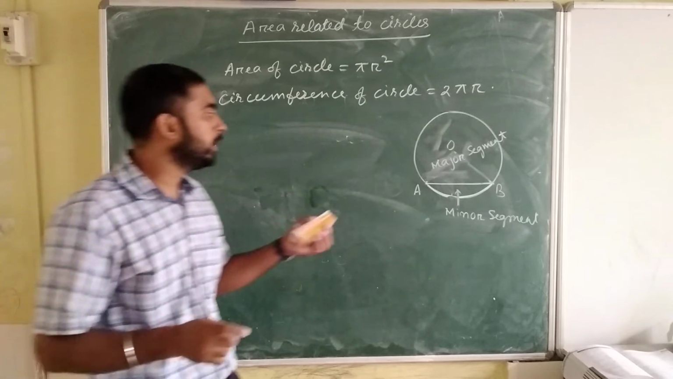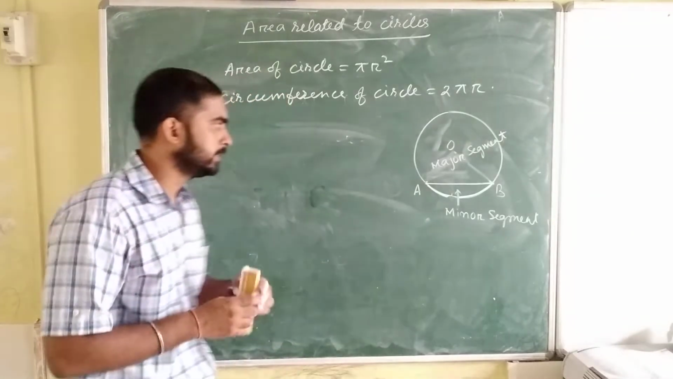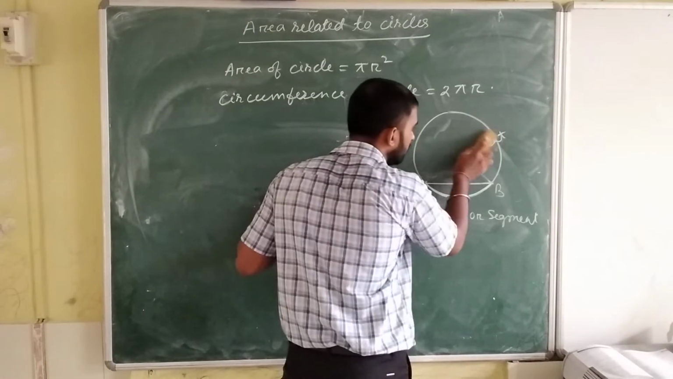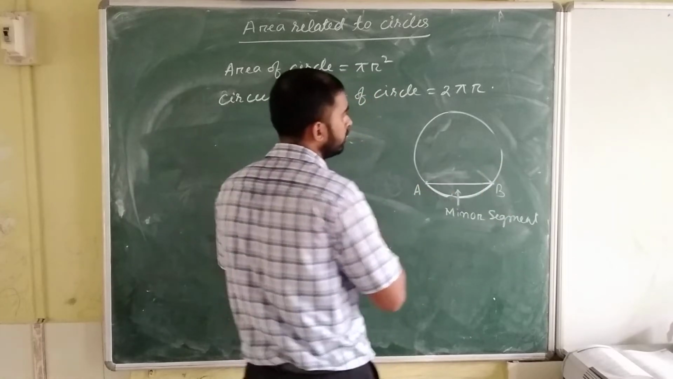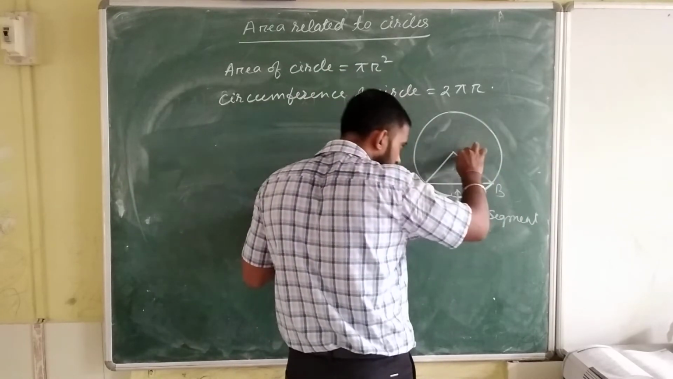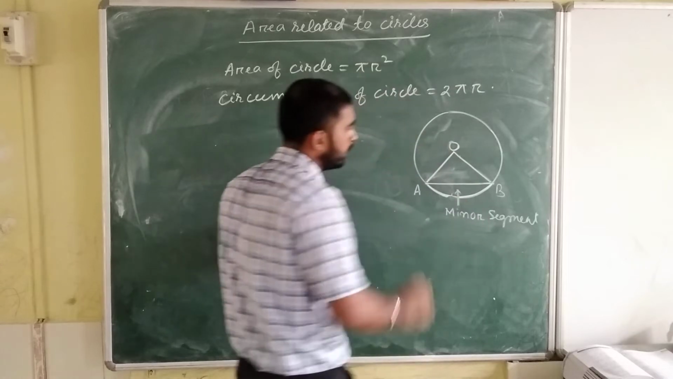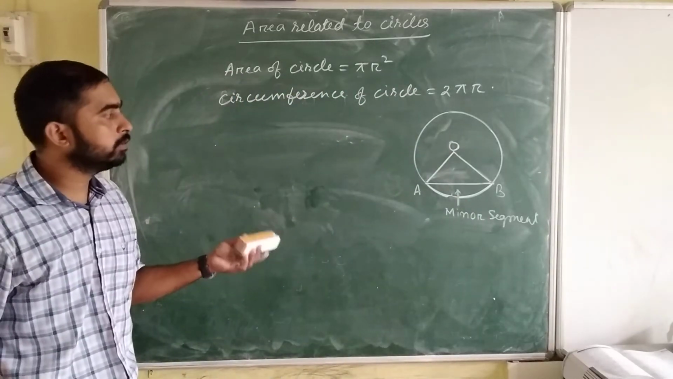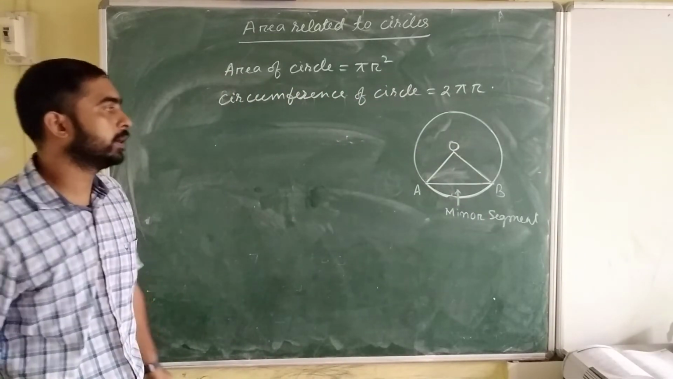Now, how will you find out the area of the minor segment? In the book, they use trigonometry to find the area. But here we also use trigonometry, but the shortcut one.